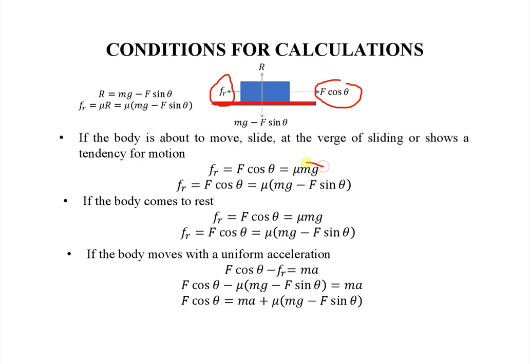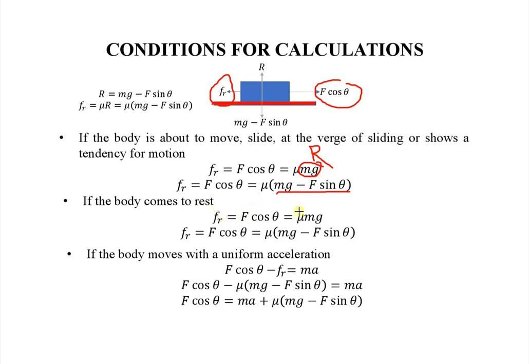Now note that this can no longer be mg, but the normal reaction. But in this orientation, the normal reaction is mg minus F sine theta.